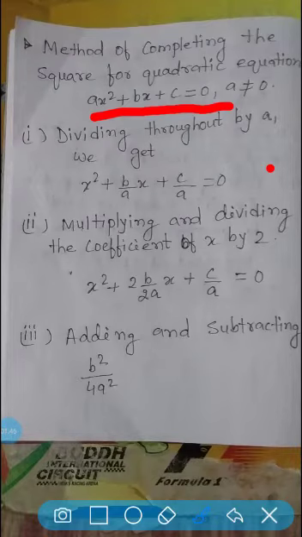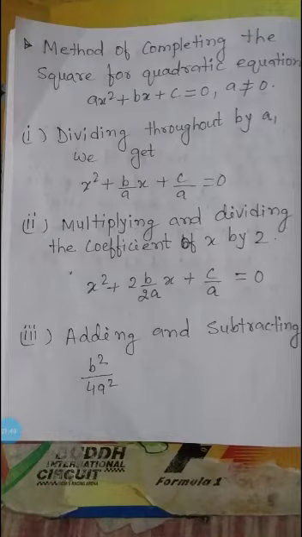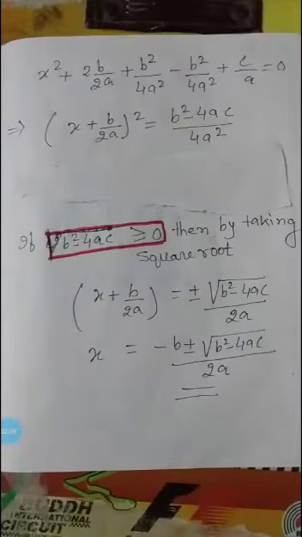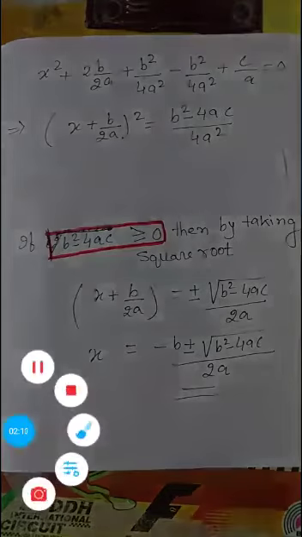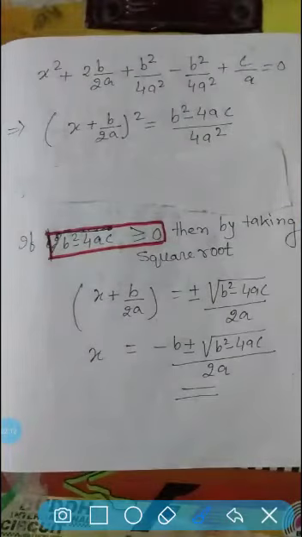After that what we have to do? Adding and subtracting b square by 4a square. After that what we have to do in the third step? We will add and subtract. Addition and subtraction of the same number will not make any difference. So we will add and subtract b square by 4a square. So it becomes x square plus 2b by 2a plus b square by 4a square minus b square by 4a square plus c by a is equal to 0.